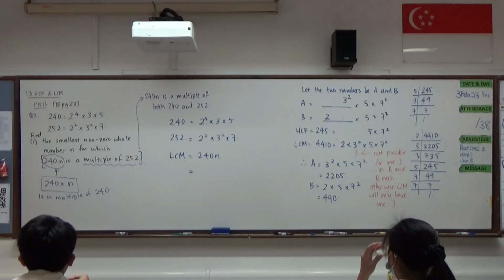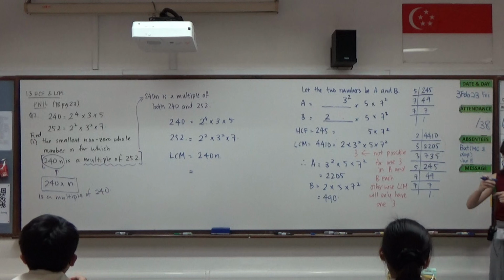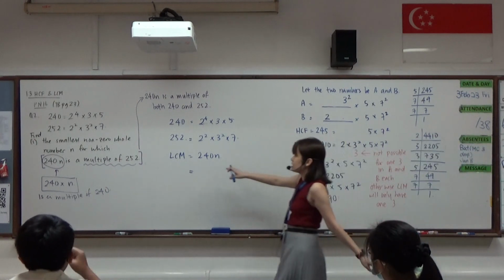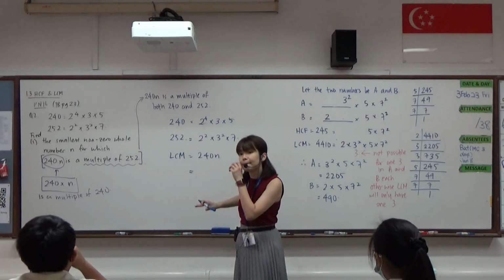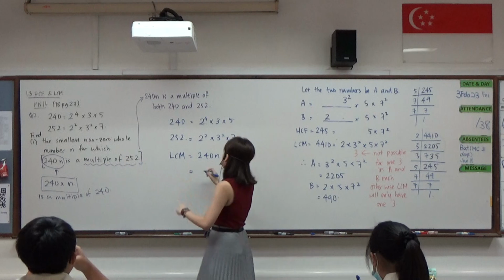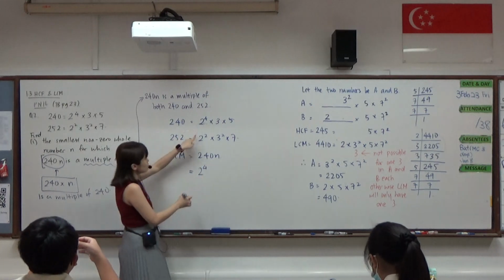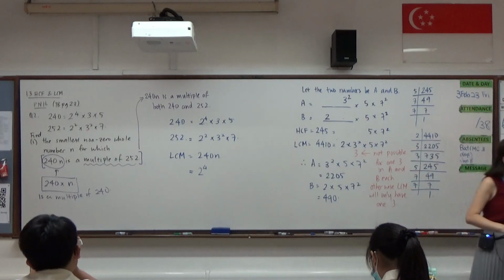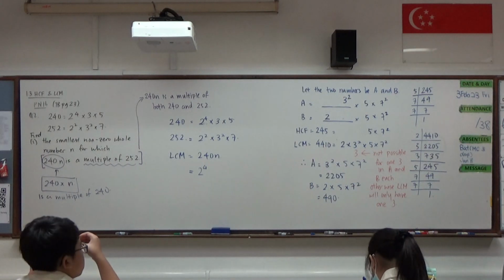First factor. What should I have? Let me choose someone. Emmanuel. Yes, Emmanuel, tell me, what do you think? 2 to the power of 4. Great. So 2 to the power of 4 and 2 squared, we take 2 to the power of 4. What comes next?